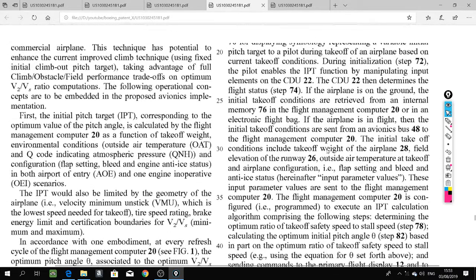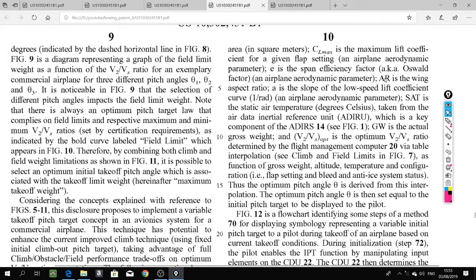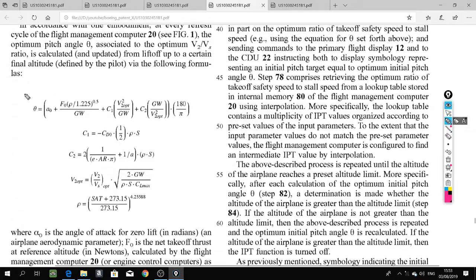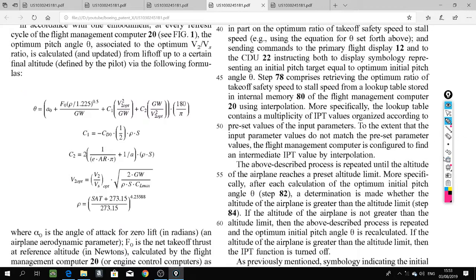And then the other parts of this formula are CL max, and E is the span efficiency, also known as the Oswald number. AR is the wing aspect ratio, and so on and so forth. So this formula just gives an insight into how complex the calculation of pitch angle can be, right? But in modern times we do it algorithmically, by referencing a lot of data stored of the graphs which I showed earlier.